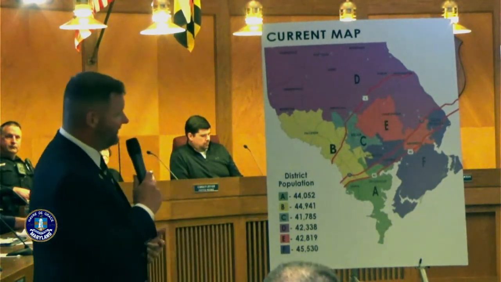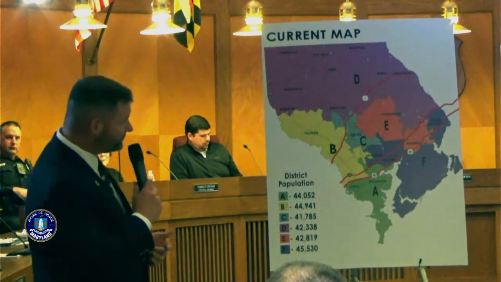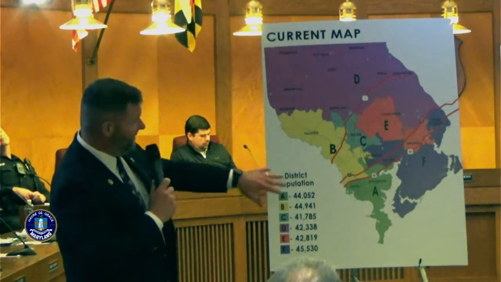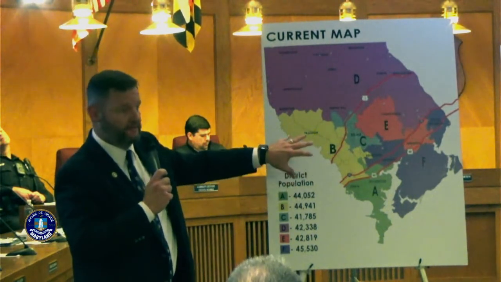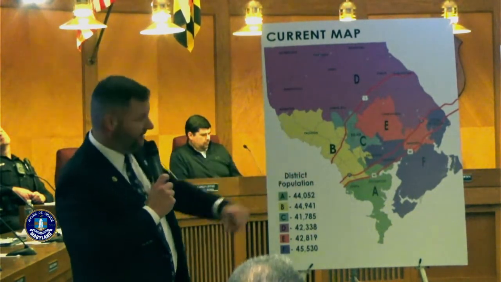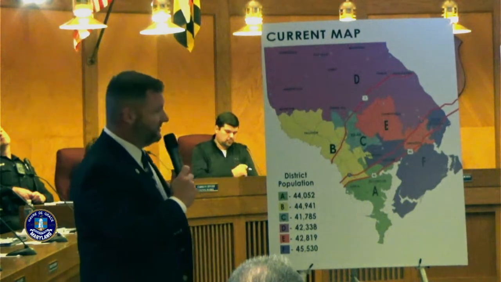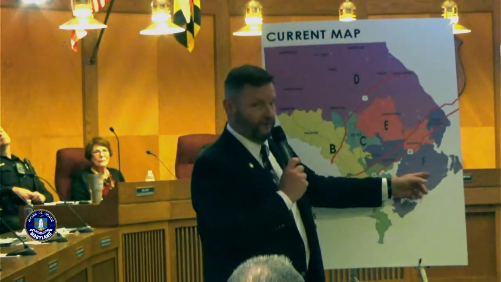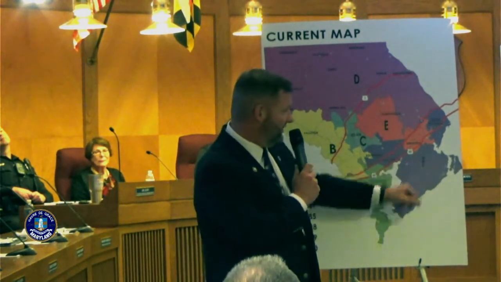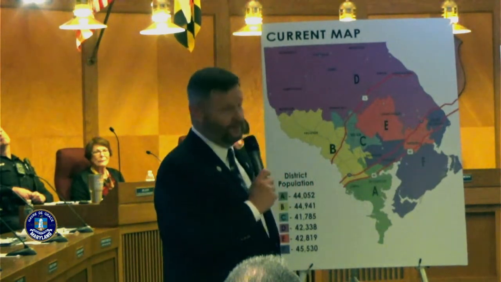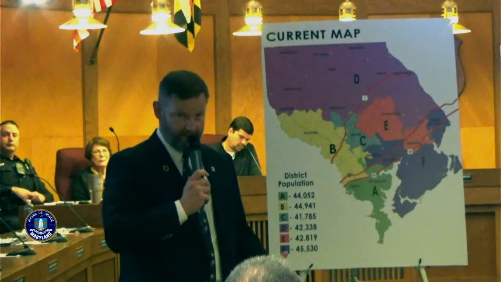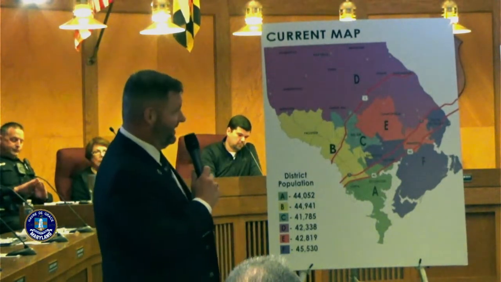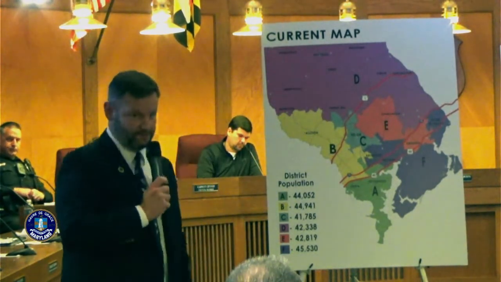So in Havre de Grace, we have districts A through F. And this map I'm pointing at right here is the current map that is presently used in Harford County. Havre de Grace is District F. We have the purple right here. The purple is Havre de Grace. I know it looks confusing, and that's probably the whole reason why we're speaking here tonight, to explain why it looks so confusing.